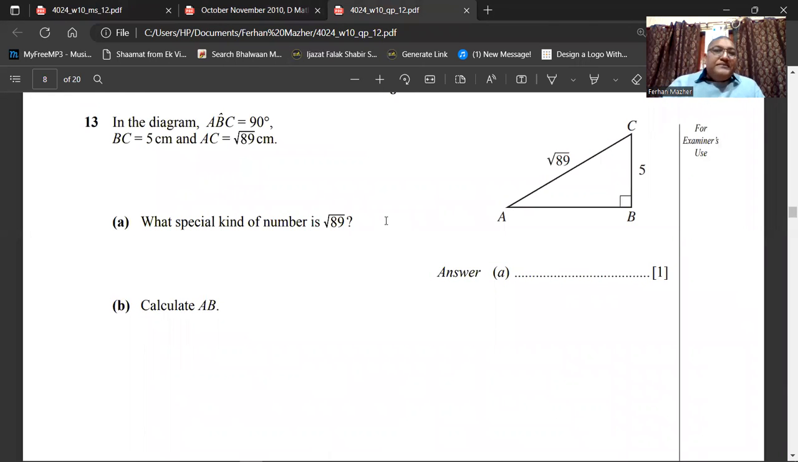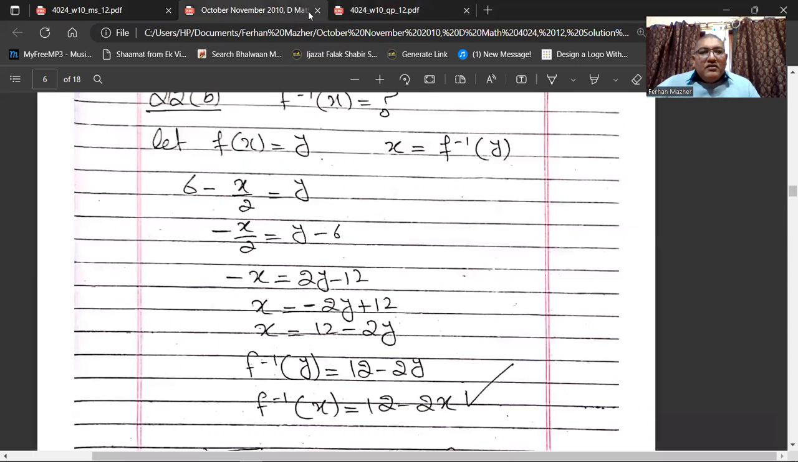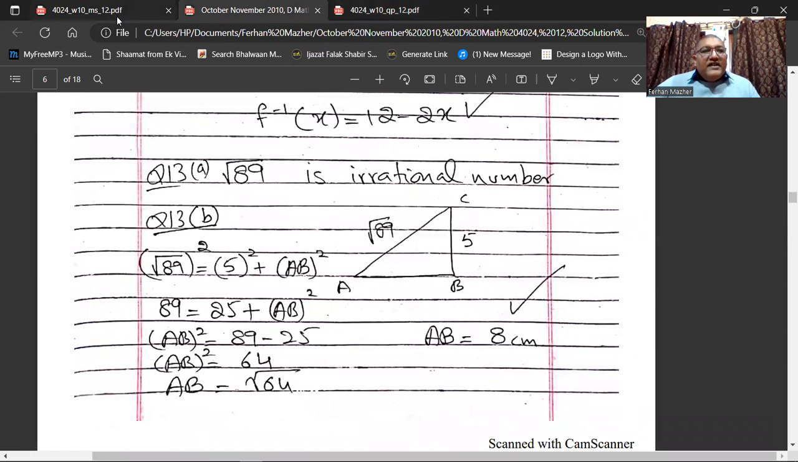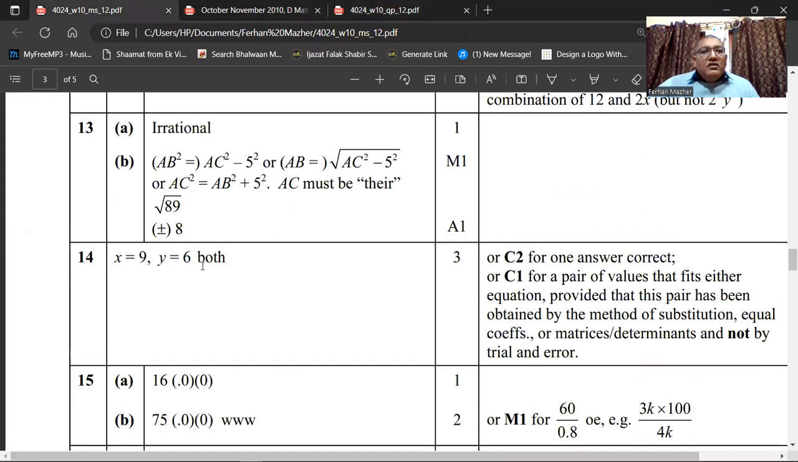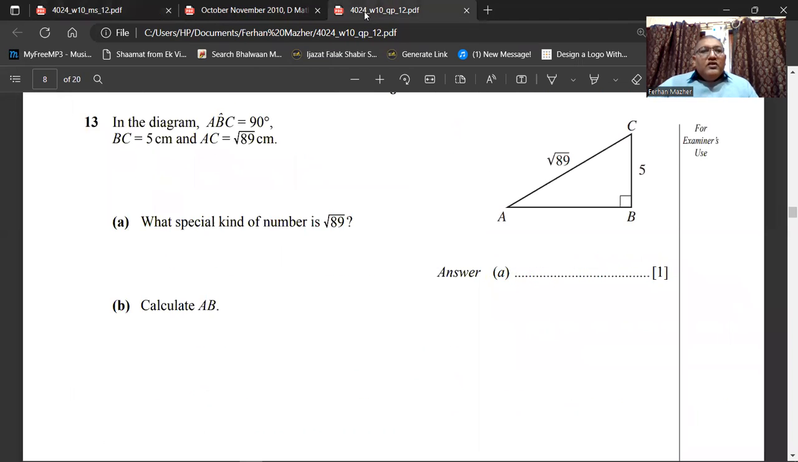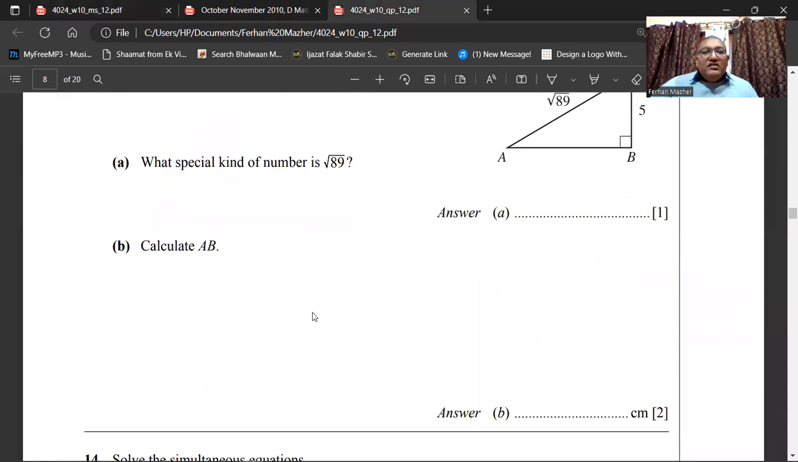So when you have a prime number and you take its square root, that is an irrational number. Square root of a prime number is always an irrational number. So it's an irrational number. Simple. Okay. So the next question, he says calculate AB. It's a 2 mark question.